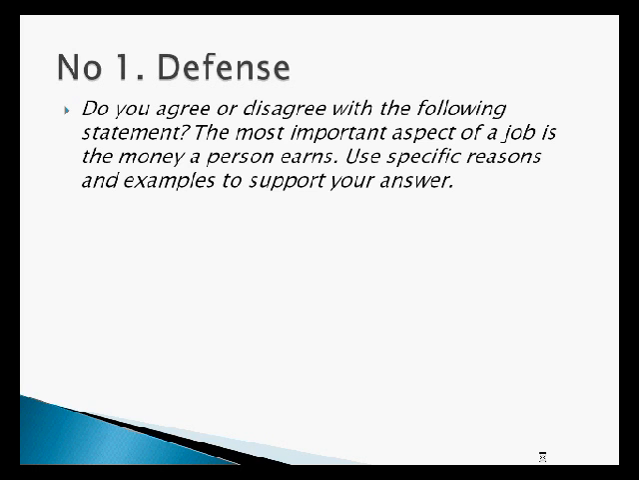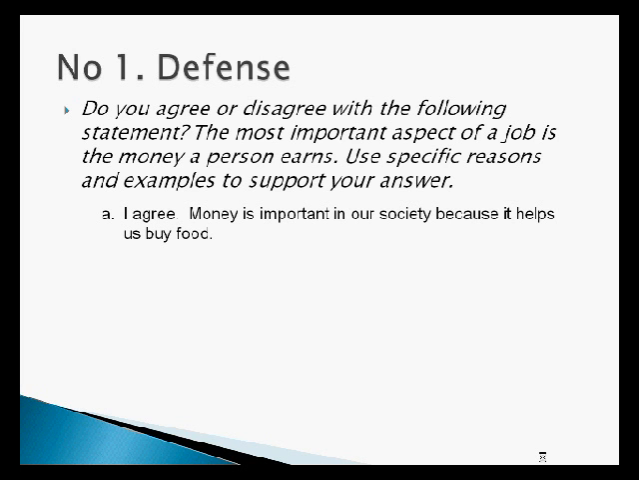So here is our first essay topic. Do you agree or disagree with the following statement? The most important aspect of a job is the money a person earns. Use specific reasons and examples to support your answer. Here are the 3 different thesis statements.